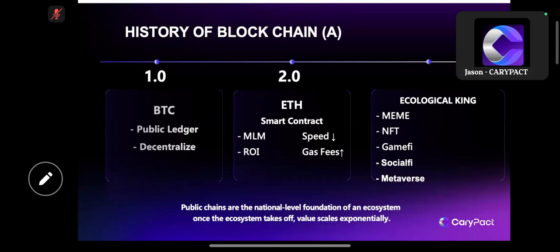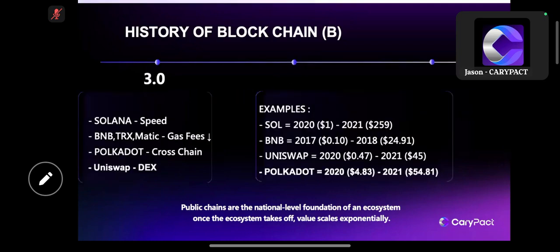Okay, but the only leakage with Ethereum is the speed is getting reduced day by day, and the gas fees are increasing day by day as well. So these are the two major drawbacks for the Ethereum public chain. And now we already have the new 3.0 version, running with Solana, which is focusing on speed, BNB, TRX, and also Matic. They are focusing on the lowest gas fees. And we have Polkadot, who are focusing on cross-chain.